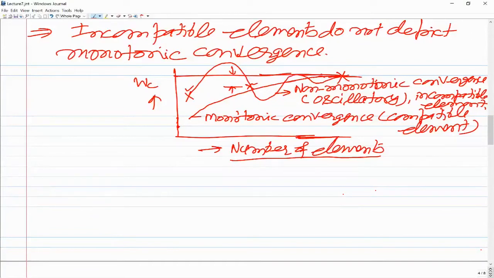Sir, how do we know when to break out of the loop for non-monotonic convergence? In monotonic convergence, if two consecutive meshes are giving almost the same result, then you stop there. But in non-monotonic convergence, even if two consecutive meshes are giving the same result, you have to go for still more elements and check whether you are getting the same results. So if say 3 consecutive meshes are giving almost the same result, then you stop there in case of non-monotonic convergence.